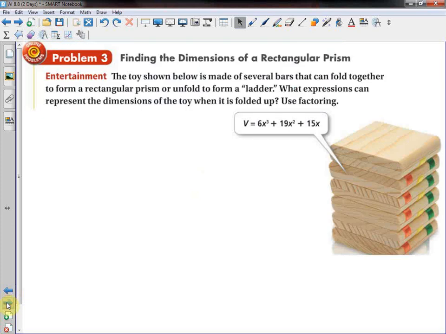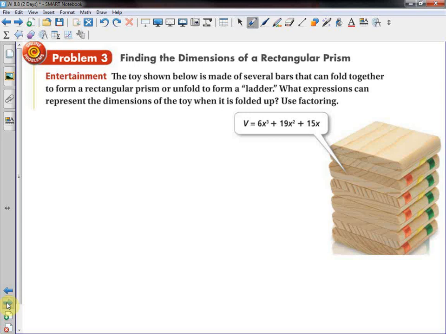All right, so problem 3 talks about finding the dimensions of a rectangular prism. The toy that they show here has several bars that can be folded to form a rectangular prism, or a box shape. They want to know what expressions can represent the dimensions of the toy when it is folded up. And it tells us the volume here.